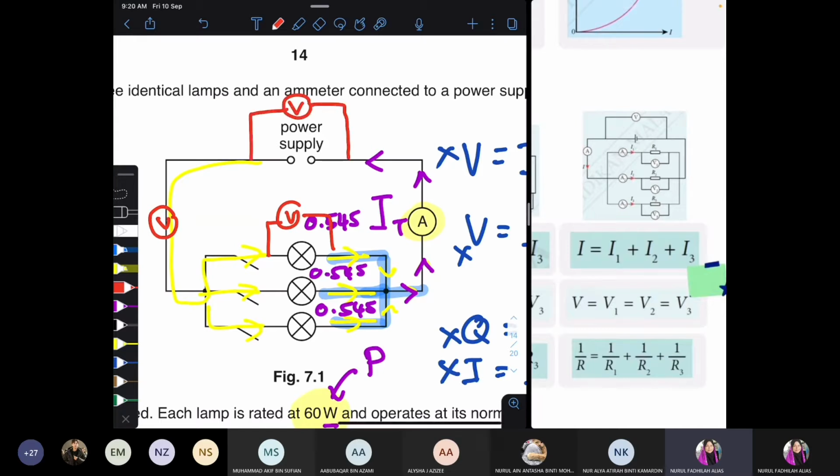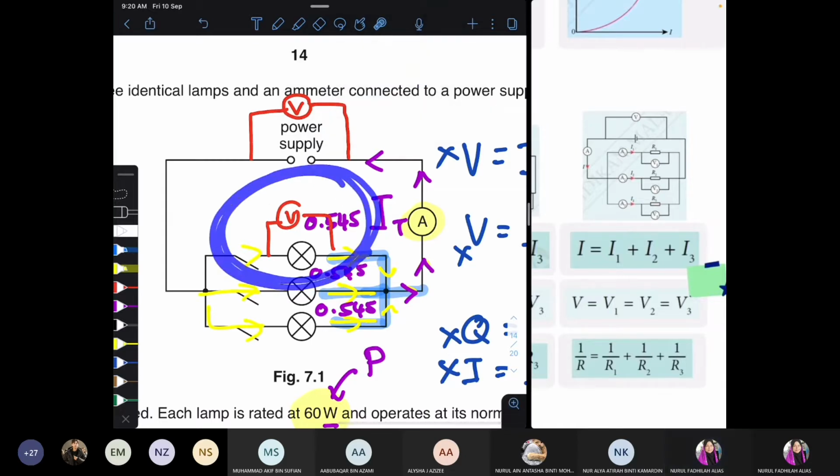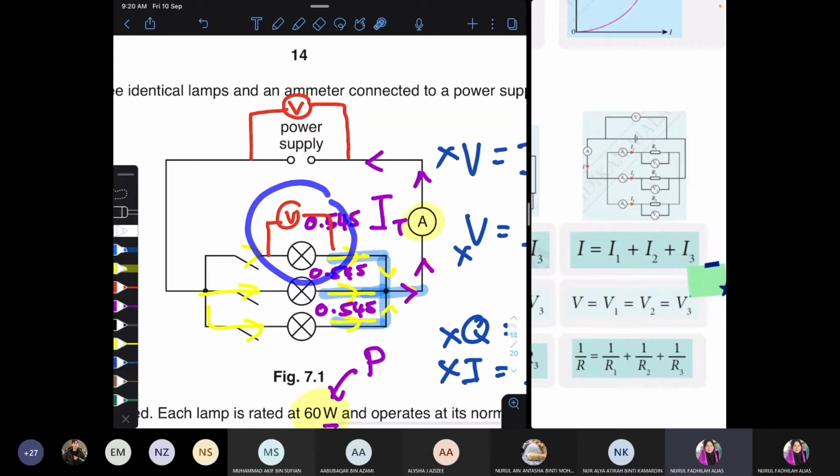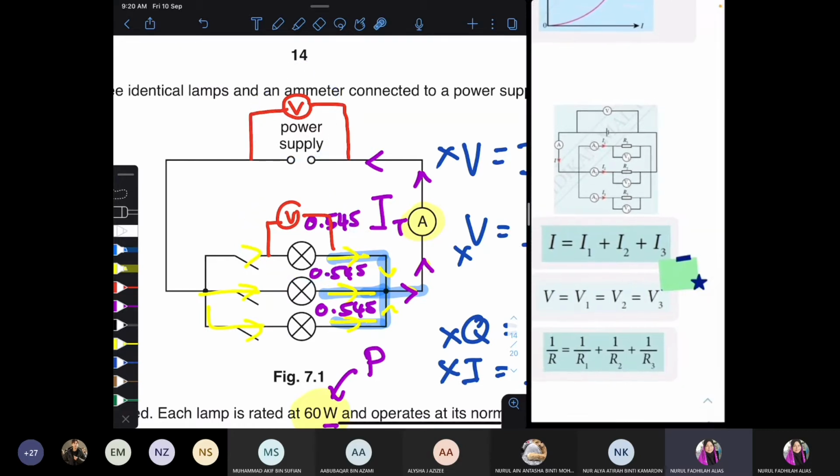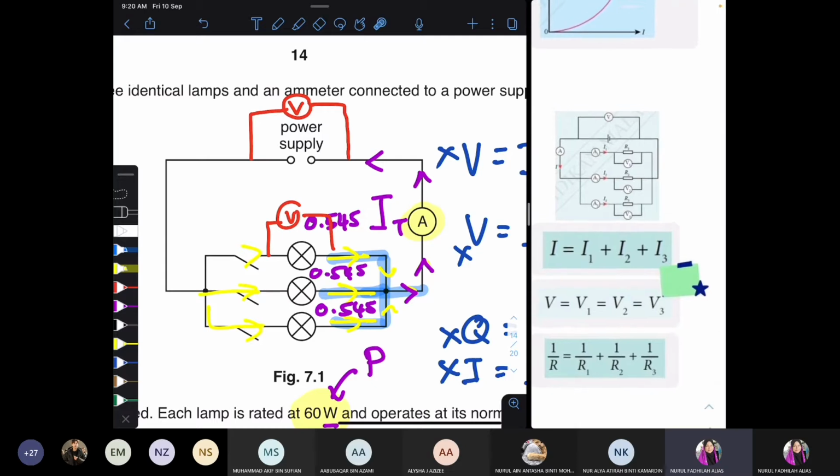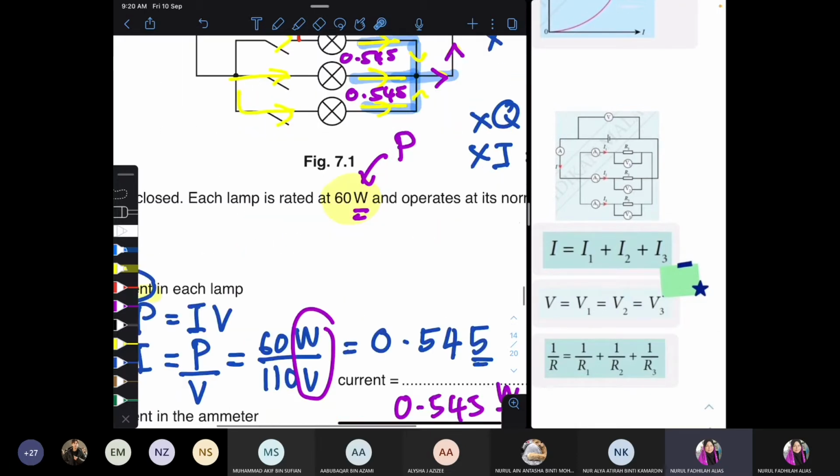Actually, you can also draw here. Kat sini pun betul. Kenapa sini pun betul? Okay, sini pun betul sebab apa? This is in parallel. Jadi, whatever the value dekat sini will be the same as this one. Jadi awak kena tahu konsep ni. V equals to V1 equals to V2 equals to V3.